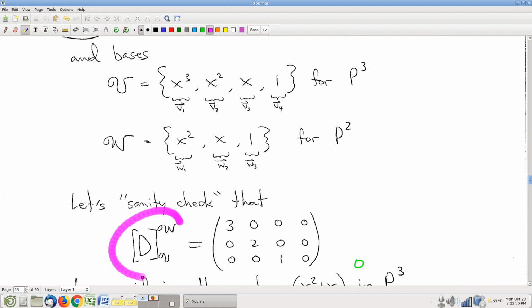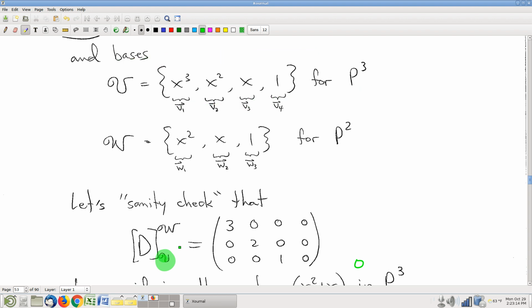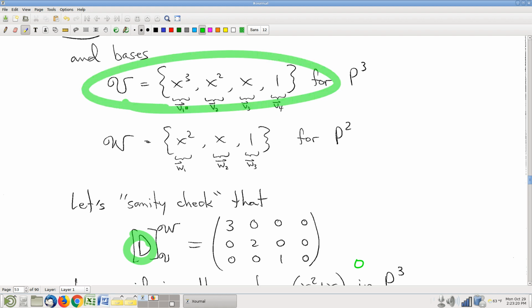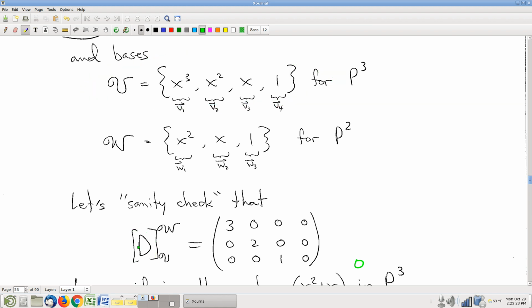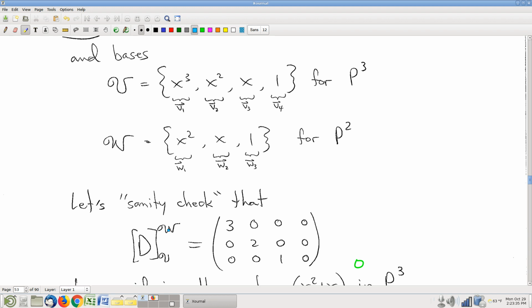Okay, so wanting to write down this matrix. Step 1, we're going to take these vectors V1, V2, V3, V4. Okay, x cubed, x squared, x, and 1. We're going to take those input basis vectors. We're going to do that to them. So we're going to take the derivatives of those input basis vectors. And having taken those derivatives, we're going to write them in W language. We're going to write those derivatives as linear combinations of x squared, x, and 1. And having done that to each of the 4 input vectors, that will produce the 4 columns of my matrix.